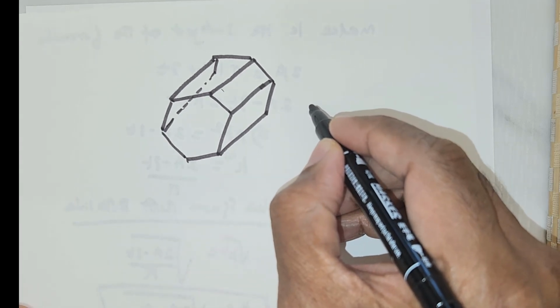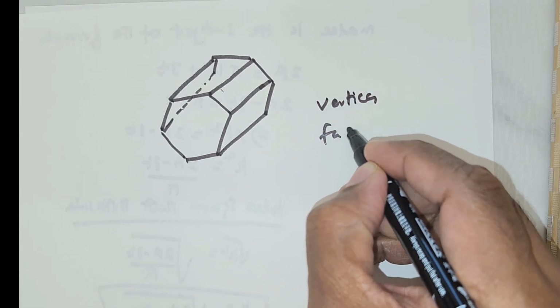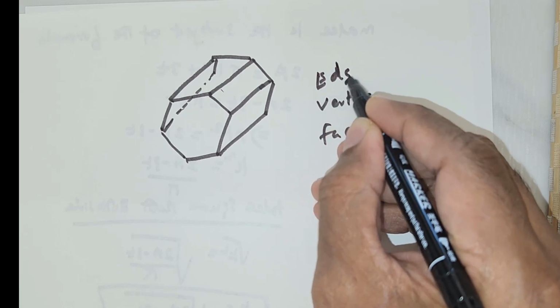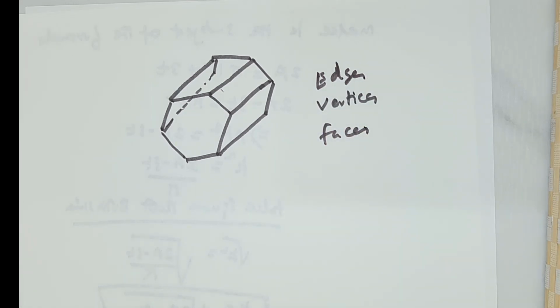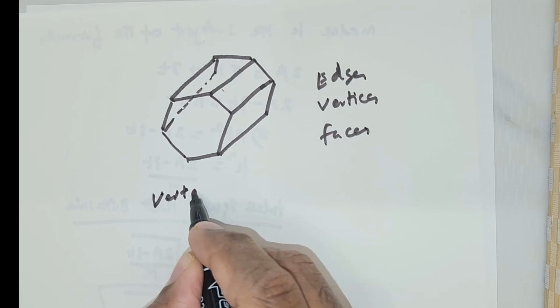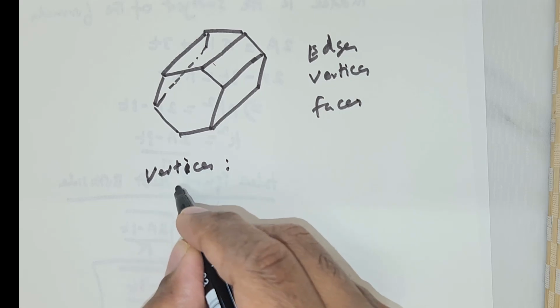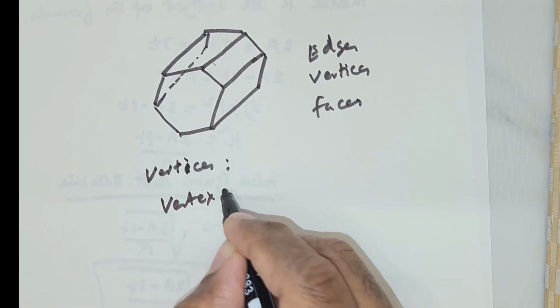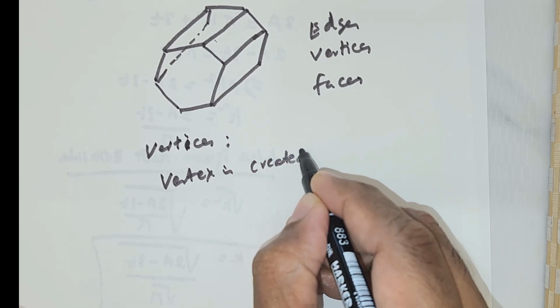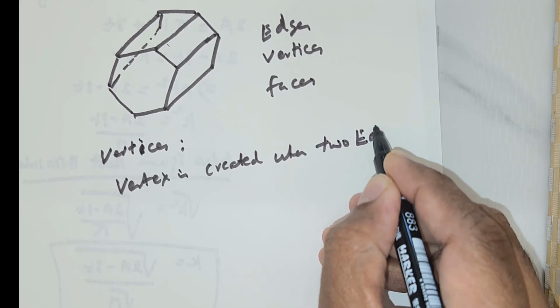Now we are asked to get the vertices, the faces, and the edges of this prism. Now, foremost, we have to know some element of understanding of the term vertex or vertices. A vertex is created when two edges meet.